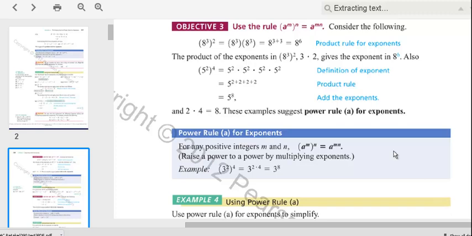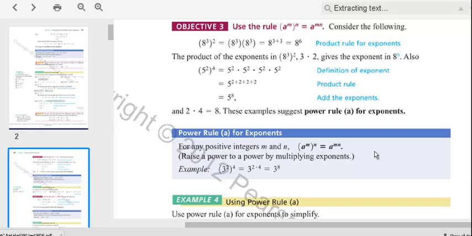Okay, here's the power rule for exponents. Now this is where you are going to multiply your exponents. It gets a bit confusing. Remember, when we multiply, we add exponents. But this is not multiplying, it's the power rule, okay?